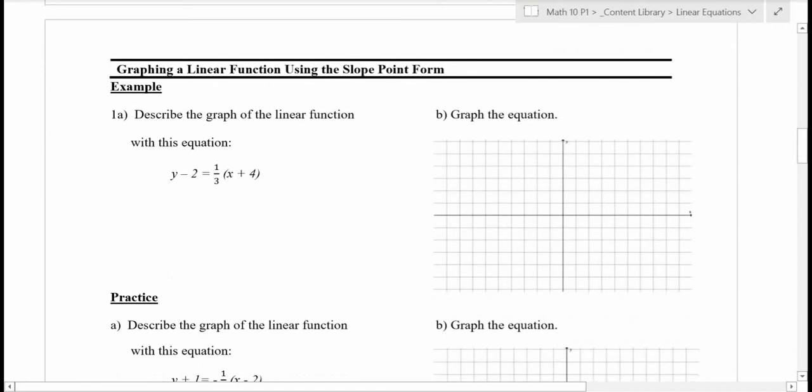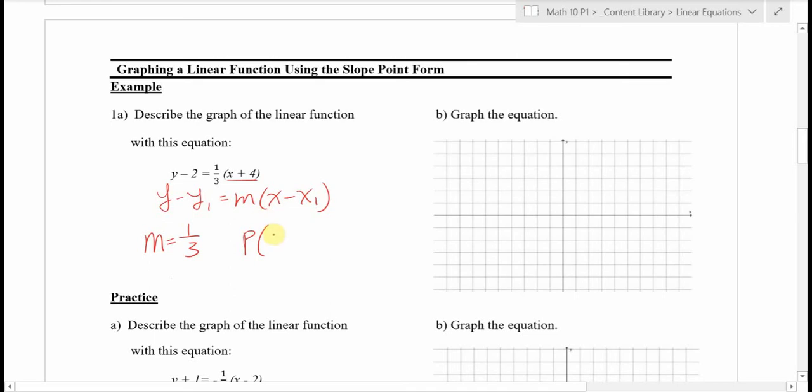It says, let's graph. Describe the graph of the linear function with this equation. Actually, let me rewrite the form: y minus y1 equals m times x minus x1. If you compare these two equations, you see that the slope is 1 over 3. And we know that it passes through the point x1, y1. So here is x minus x1. Be careful here, it says x plus 4.